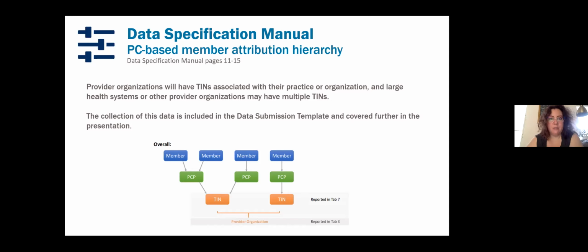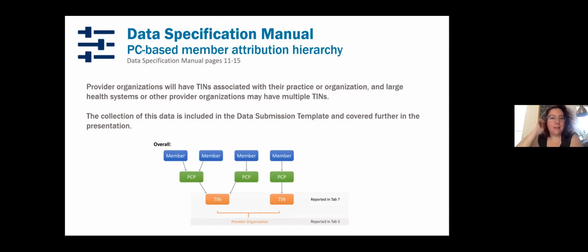So I want to pause and make sure we answered Donna's question about attributed. Looking at the graph on the bottom of this slide that Trang has up, individual members are attributed to individual primary care providers. The individual primary care providers then get rolled up to the larger organizations, and what's reported in the data submission template is at that larger organization level. Does that make sense? Is more clarification about the attribution needed? Okay, we have confirmation. Thanks.